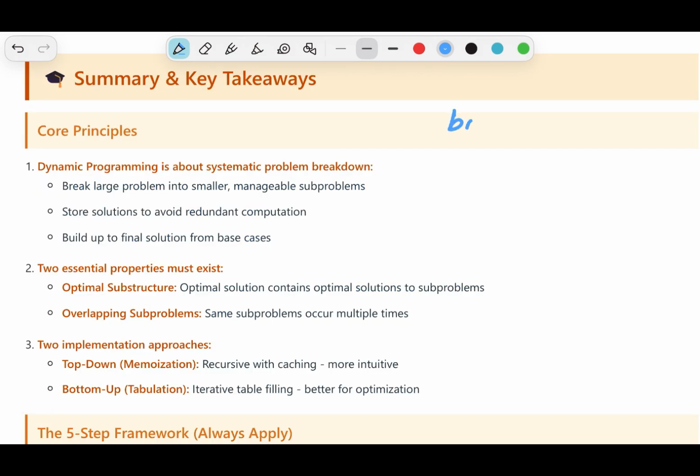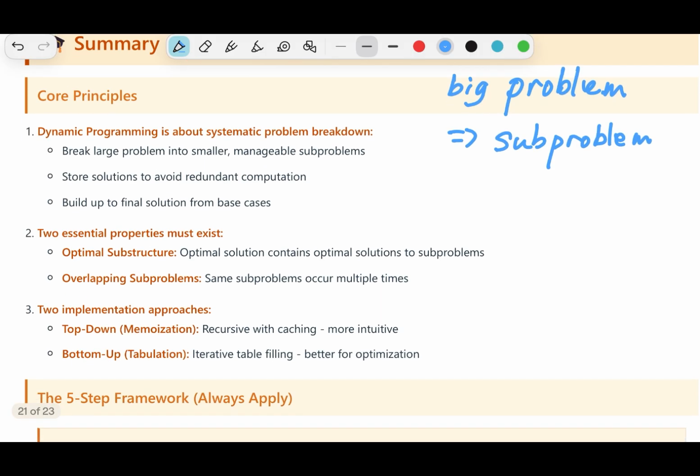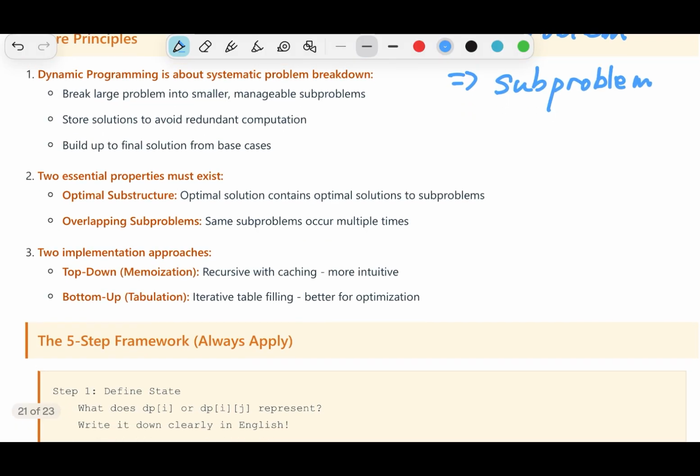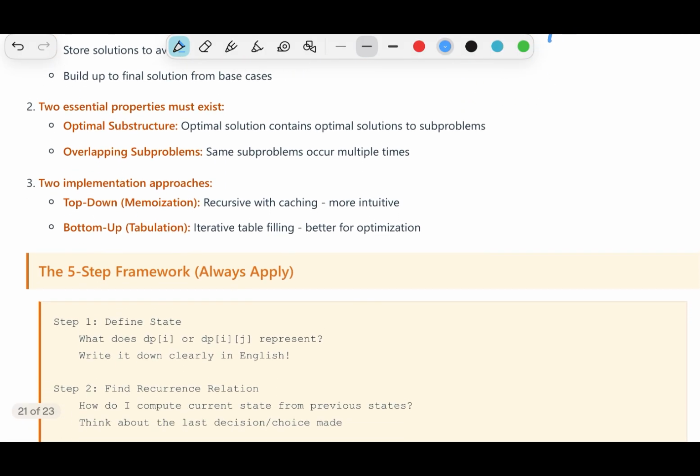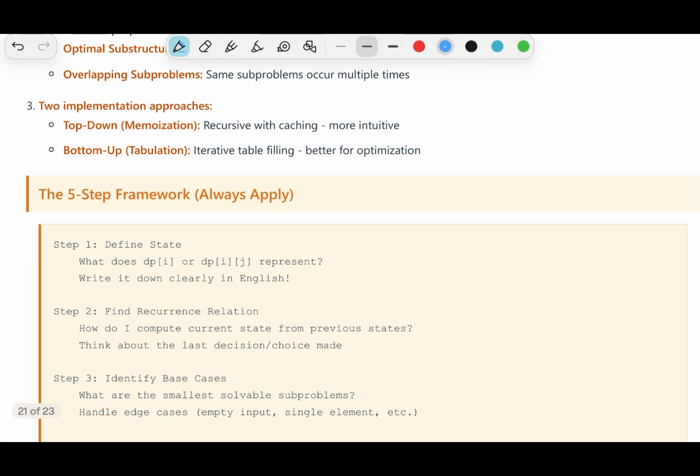Let me leave you with this outline of dynamic programming. DP is not magic, it's just organized thinking. It's a systematic way to break down a giant, terrifying problem into tiny, bite-sized pieces that you already know how to solve. You store those tiny solutions, so you never have to solve the same piece twice, and then you build your way up to the final answer.